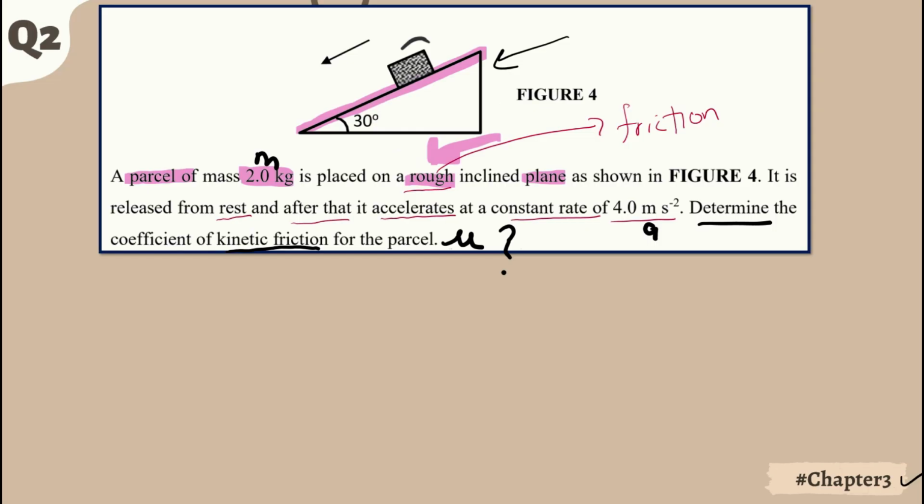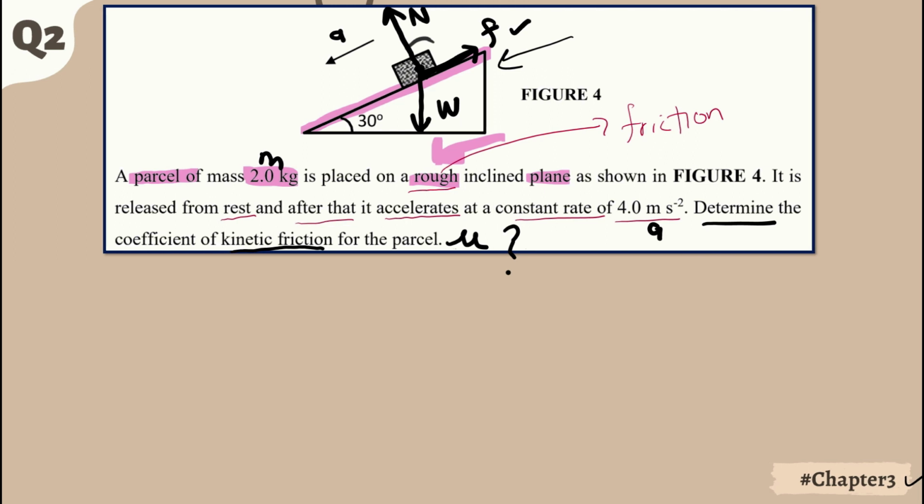The first thing to do is we draw the direction of forces, or what type of forces act on the parcel. In this case, we have weight, normal, always perpendicular to the surface, and then friction. The friction is in the opposite direction to the direction of motion. So if we draw the free body diagram, your friction is here, your weight is here, then your normal is here.